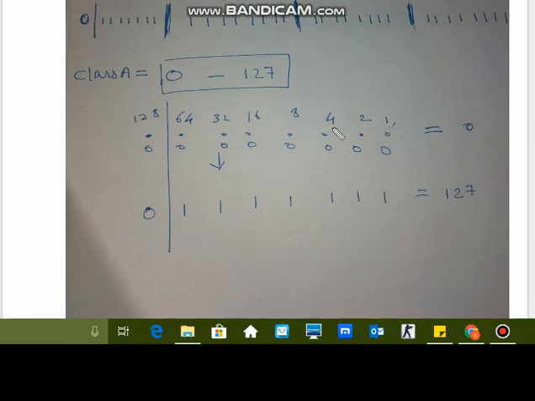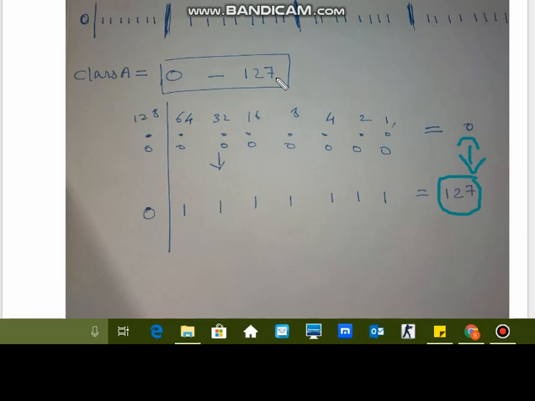For example, this is 0 and the rest all 1. So we're gonna add 1 plus 2 plus 4 plus 8 plus 16 plus 32 plus 64. Since this one is 0, we're not gonna add it. Since the others are 1, we're gonna add these. So we're gonna get 127. This is how we classify. Class A is 0 to 127.